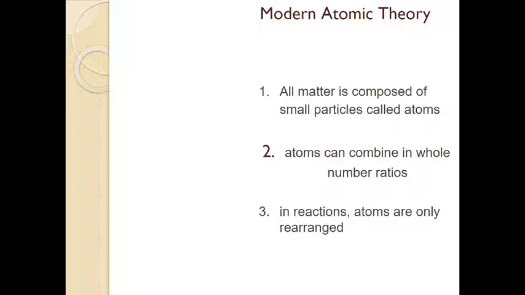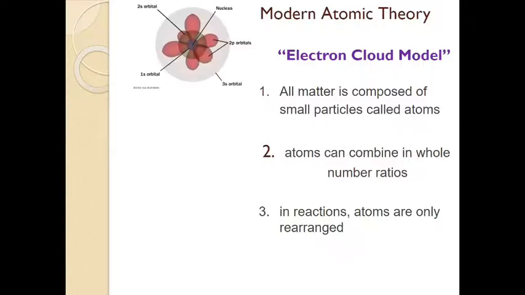So let's get these 3 ideas down that were true. So all matter is composed of atoms. Atoms do combine in whole number ratios, and in reactions, atoms do only rearrange. So make sure you got these 3 things here and the electron cloud model, and maybe your best guess at drawing that picture. And that's it.